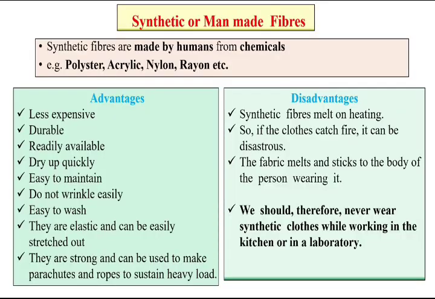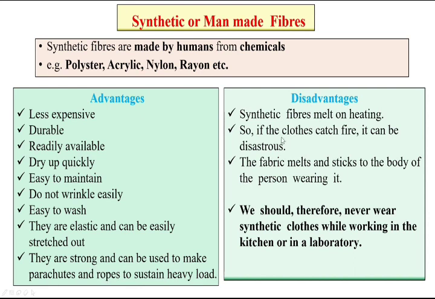Now let's study some advantages and disadvantages of synthetic fibers. They are made by humans from chemicals. Examples are polyester, acrylic, nylon, rayon, etc. What are the advantages of synthetic fibers? They are less expensive, durable and readily available, dry up quickly, easy to maintain, do not wrinkle easily and easy to wash. They are elastic and can be easily stretched out.